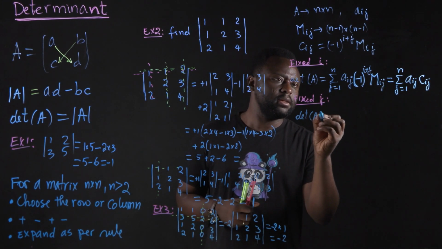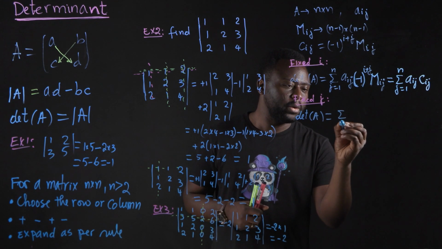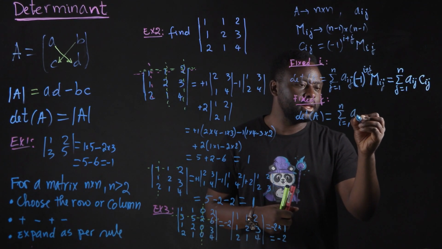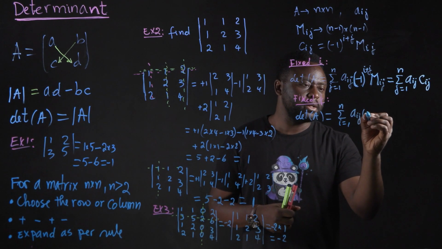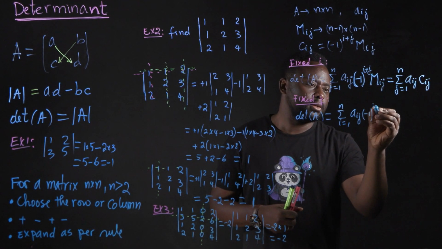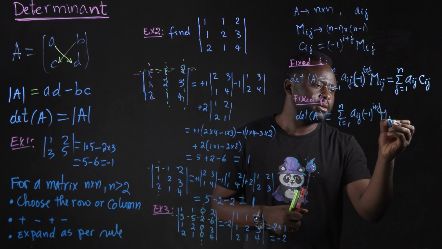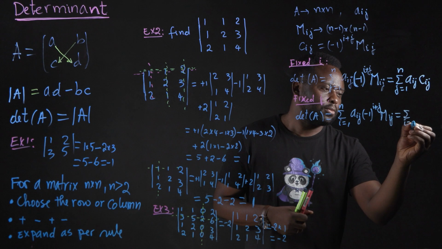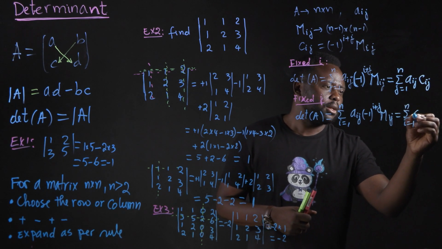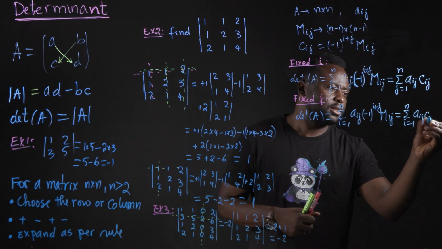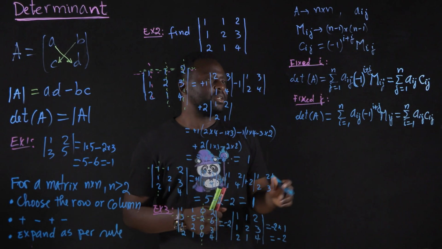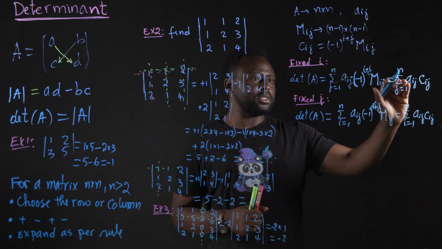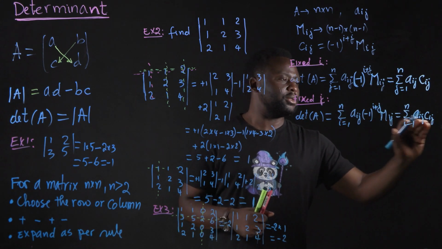Then, if I choose to expand following the column, it means I fix j. The determinant of A is equal to the sum following i now, from i equals 1 to n, of Aij times minus 1 to the power i plus j times the minor Mij, which is equal to the sum from 1 to n of Aij Cij. So for expansion following the row, I use this. For expansion following the column, I use this.